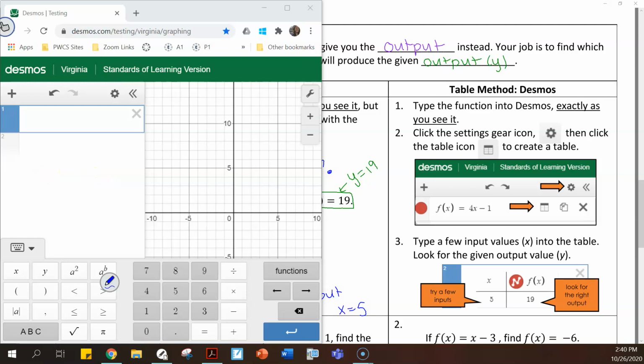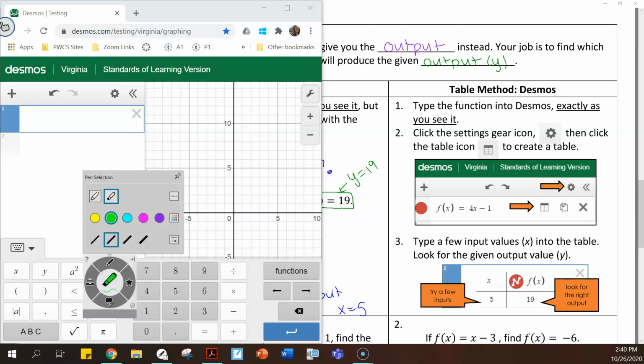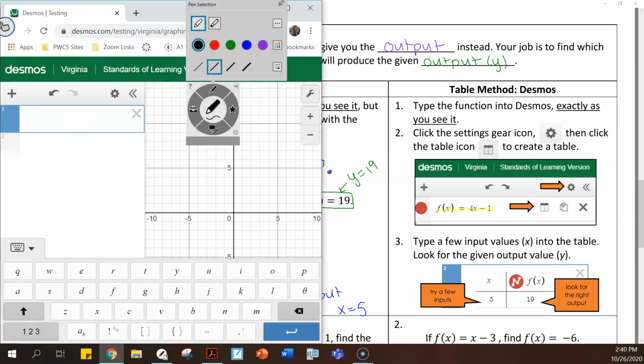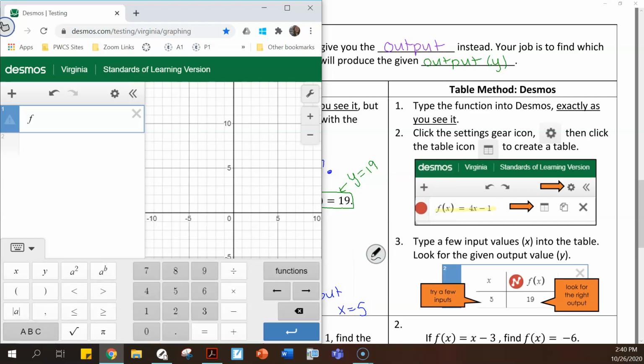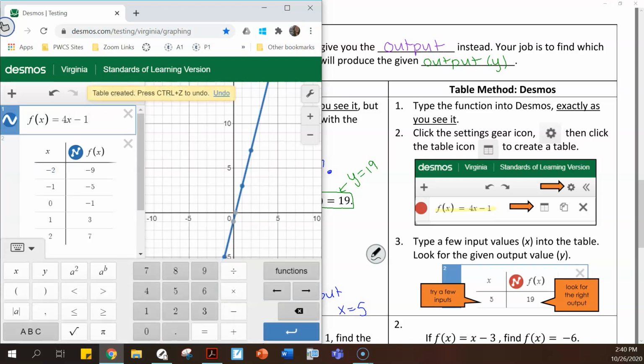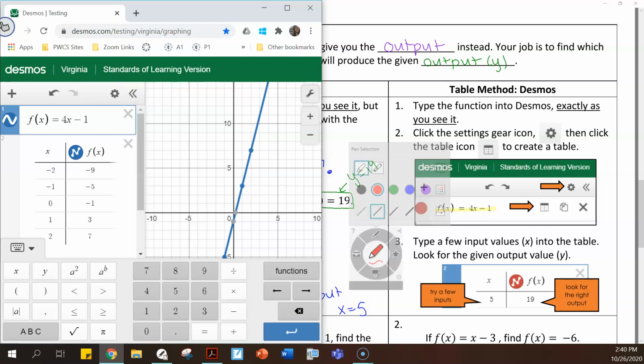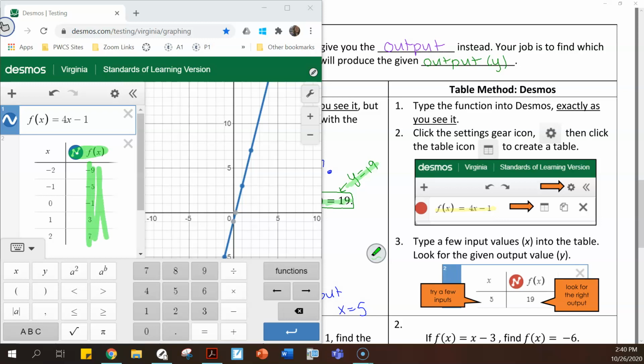So just like before, I'm going to enter my function, exactly the way I see it in the problem. So f of x equals 4x minus 1. Again, I can do the gear wheel and the table so that it's going to make me a table of this. Now, I'm looking for my output value. Remember, they gave me my y value right here. They said y equals 19. f of x equals 19. So I'm looking for where is f of x 19.